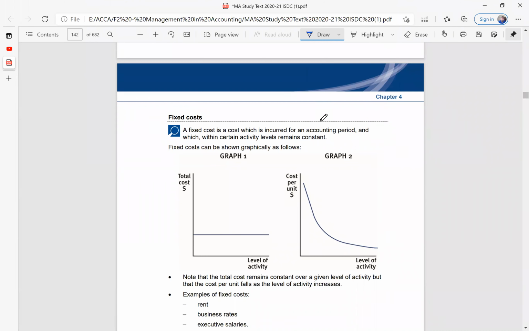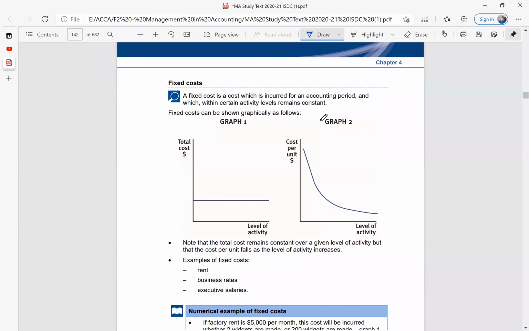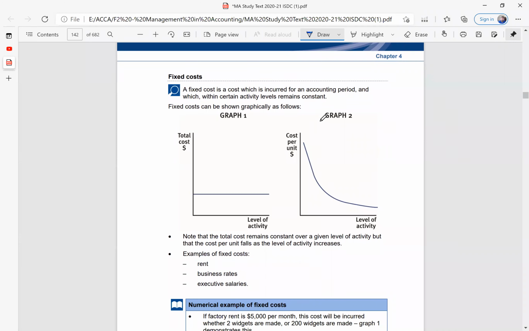Now, a fixed cost is a cost which is incurred for an accounting period, and it remains constant with the level of activity; it does not change. So if you see over here, the total cost is given and the line is constant. Why? Because I told you that it is given at 20,000 constant.